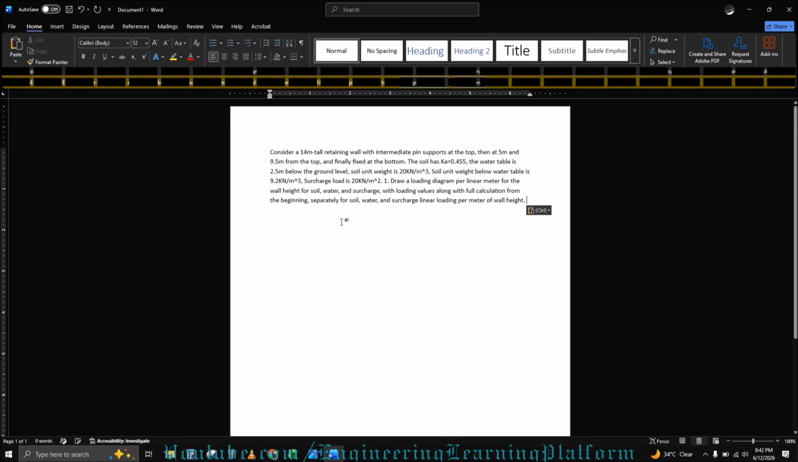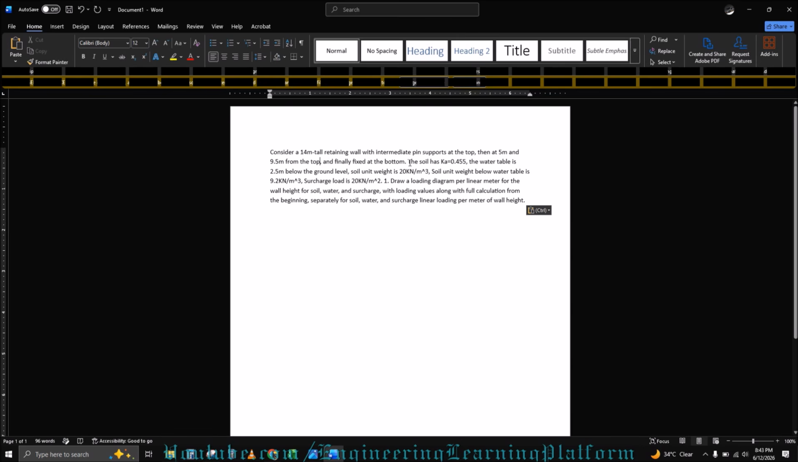Yeah, so this would be the prompt. Consider a 14-meter tall retaining wall. Here you will insert the height of the wall, with intermediate pin supports. Let's say if you have intermediate floors, you will insert the intermediate pin supports at the top and at 5 meters and 9.5 meters from the top. Basically we have an intermediate floor at 5 meters from top and 9.5 meters, and finally fixed at the bottom.